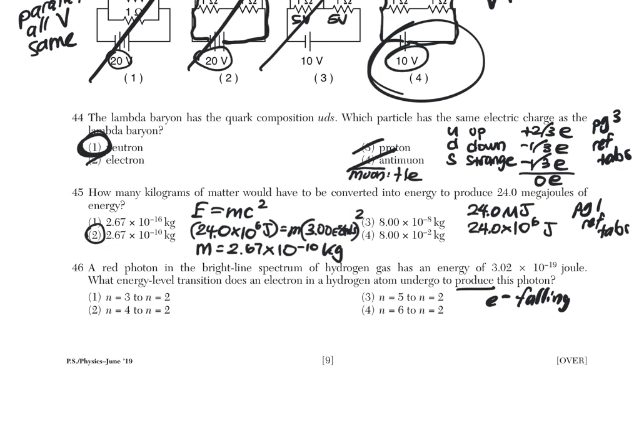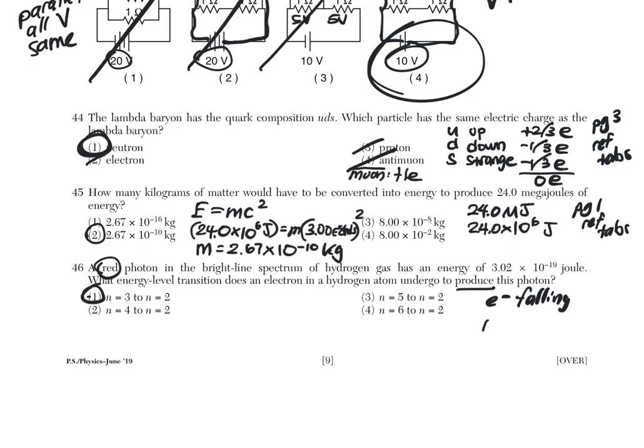Great. And actually, if you remember, when we looked at hydrogen, what colors the transitions were, it was actually 3 to 2. When they said red photon, that kind of gave it away. 3 to 2 produces that red line in hydrogen, so it's choice 1. But there is actually a way to figure this out.